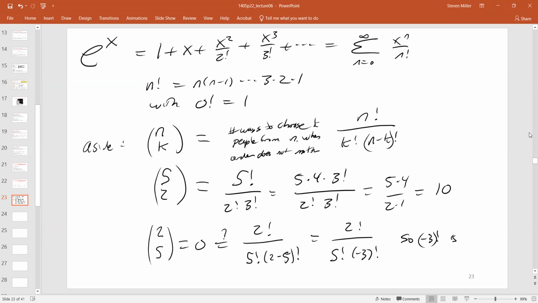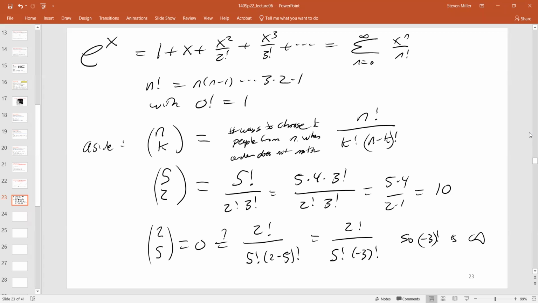We want this to be 0. What should negative 3 factorial be if we want this to be 0? I'm sorry? Well, if we had negative 3 factorial being 0, we would have 2 divided by 120 times 0, 2 divided by 0. What's 2 divided by 0? That goes off to infinity. So you went the wrong way when you made it equal to 0. What do we want negative 3 factorial to be? We want it to be infinity.